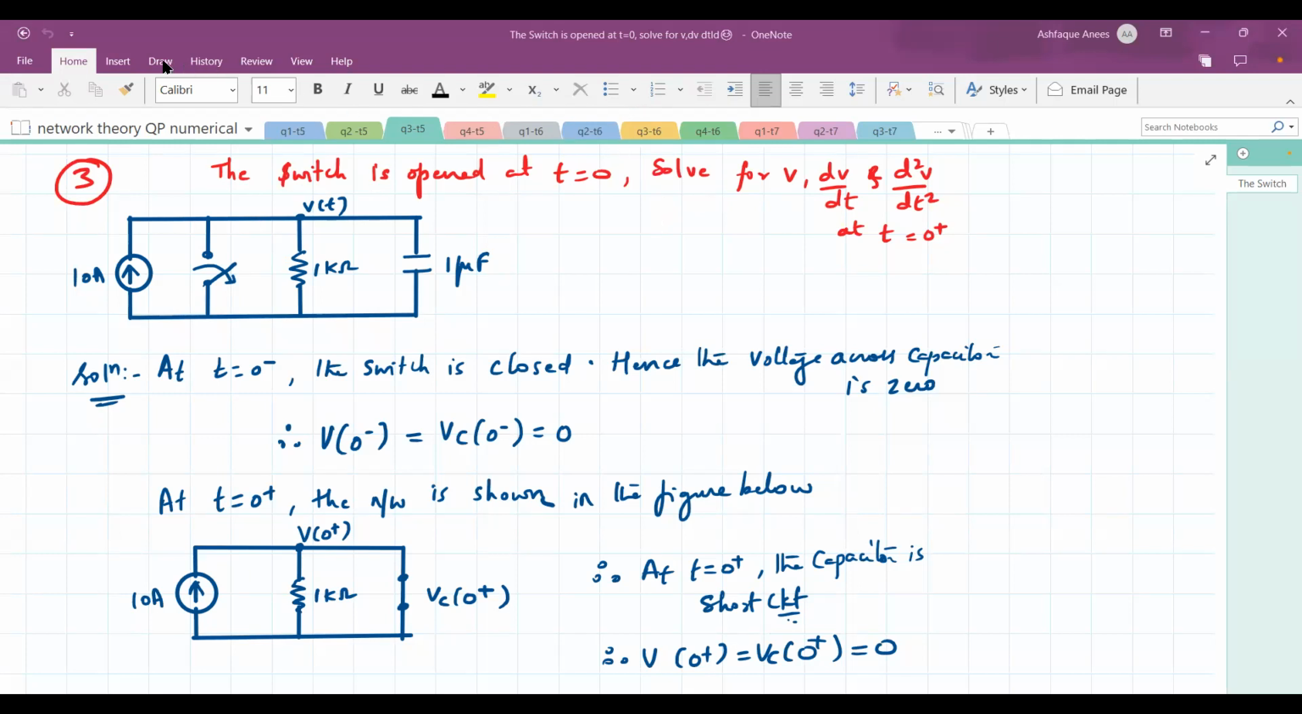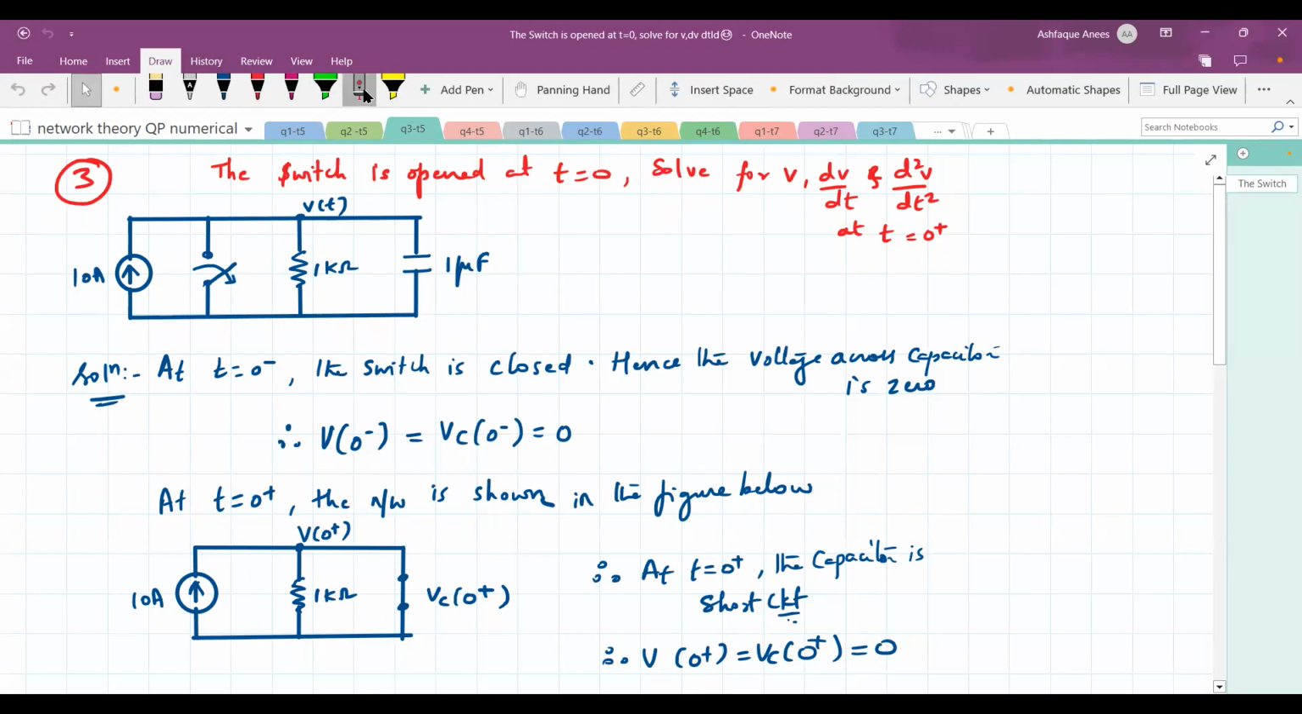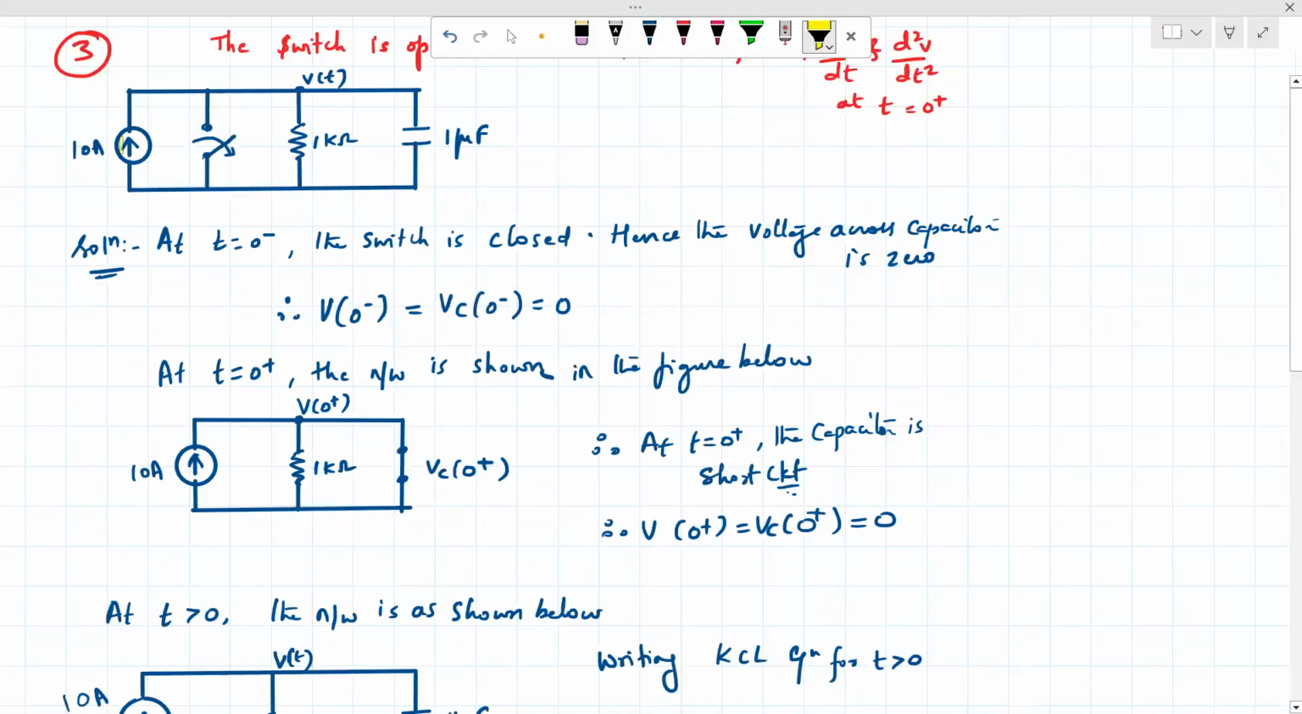The switch is opened at t equal to 0. It means that at t equal to 0 the switch is open, and at t equal to 0 minus the switch was closed. In the circuit given, you can see the arrow indication. The switch is open at t equal to 0, so at t equal to 0 minus, the switch was closed.